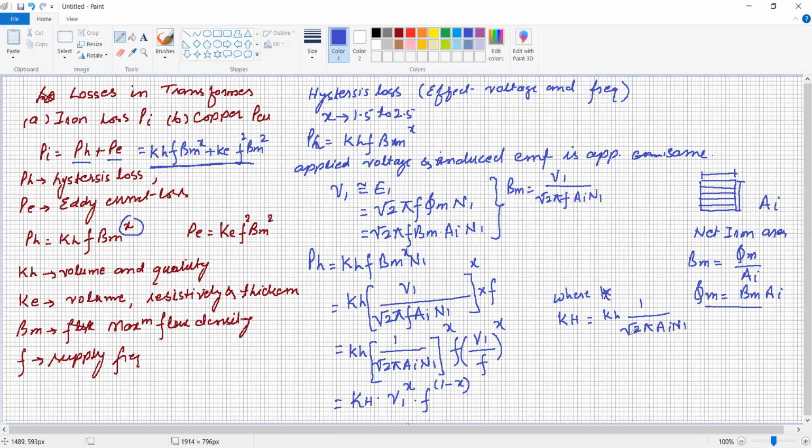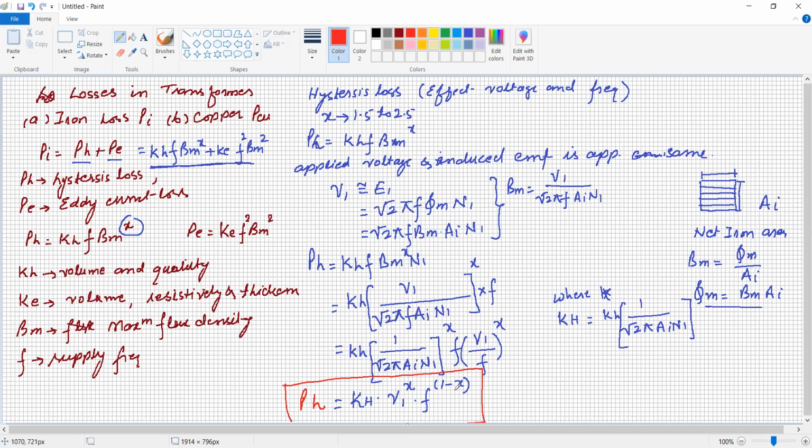These are all constants. Root 2 pi is the numerical value. The net iron area, once you design the transformer, will remain constant. And the number of turns, it is designed how many turns are there in the primary winding or secondary winding, that will remain the same. So in this equation, if you observe, the hysteresis loss PH is equal to K into V raised to x into f raised to 1 minus x.